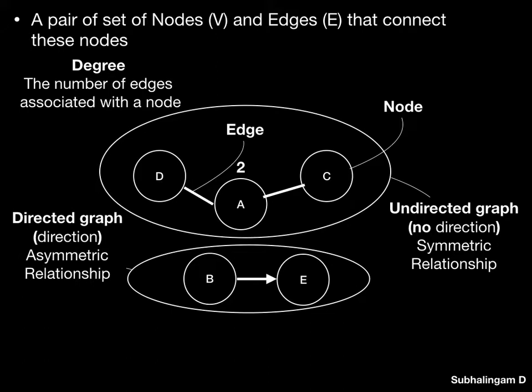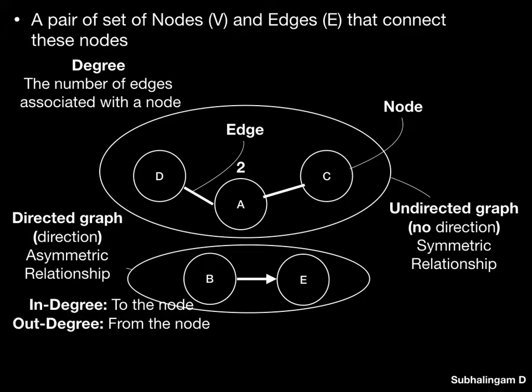In a directed graph, to make things more complicated, we have in-degree and out-degree. In-degree means the number of edges that go to the node, and out-degree means the number of edges that start from the node. So in this example below, the in-degree of E is 1 because we have an edge that starts from B and goes to E. But its out-degree, that is the number of edges going from E, is 0.